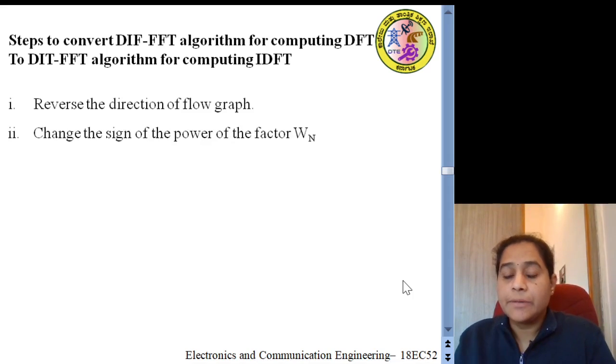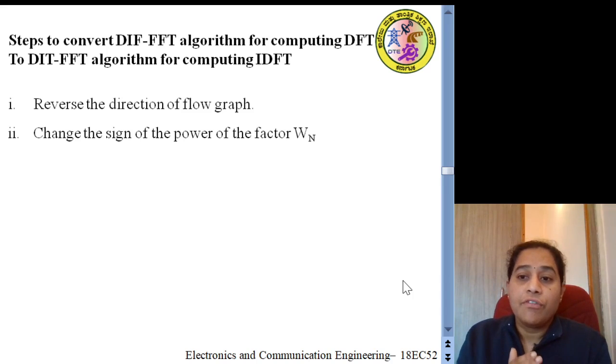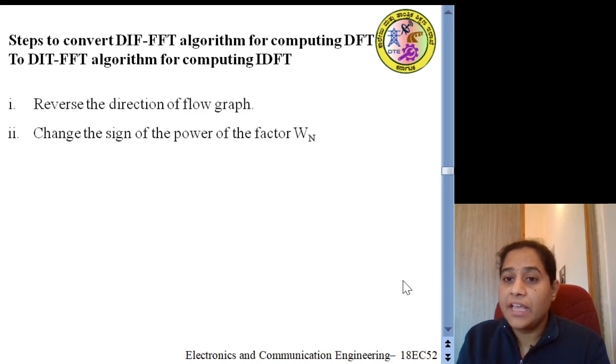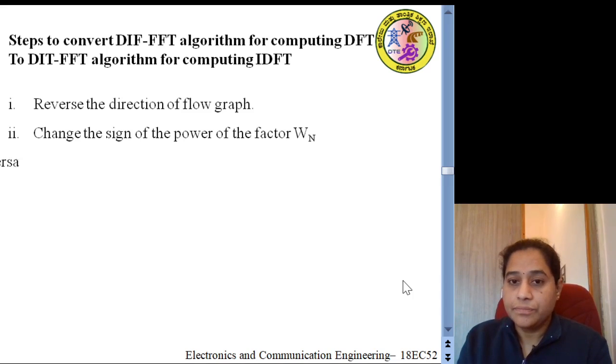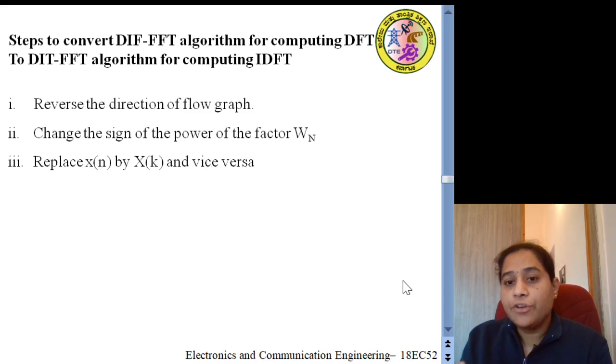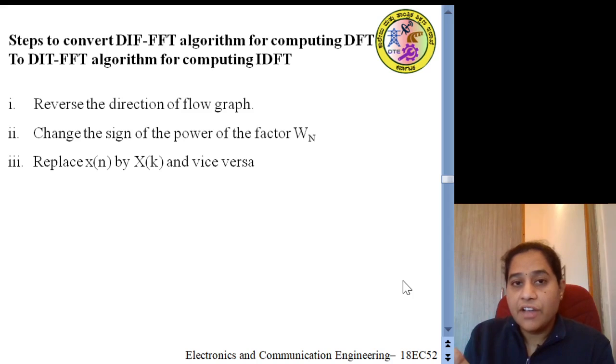So the next step is we have to change the sign of the power of the twiddle factor, WN. For finding DFT in the DIF FFT algorithm, the sign of the power of the twiddle factor was positive, but here we have to change it to negative. Then we have to replace x of n by x of k as well as x of k by x of n.